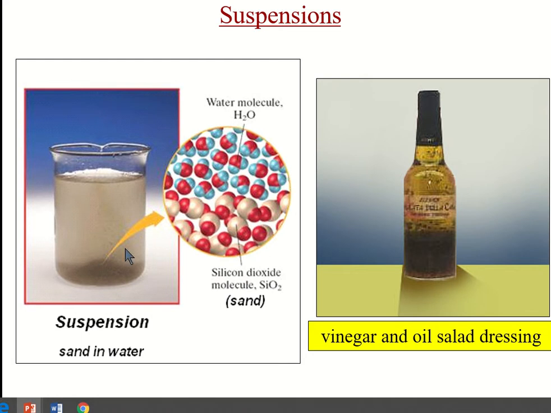Here's another example of a suspension. If you've got sand and water, which is silicon dioxide, you can see that it will float around in the water. It's how a lot of soils are moved through. Vinegar and oil salad dressing is a suspension. There are lots of herbs and other things floating around in there, and you can clearly see what a suspension looks like here.